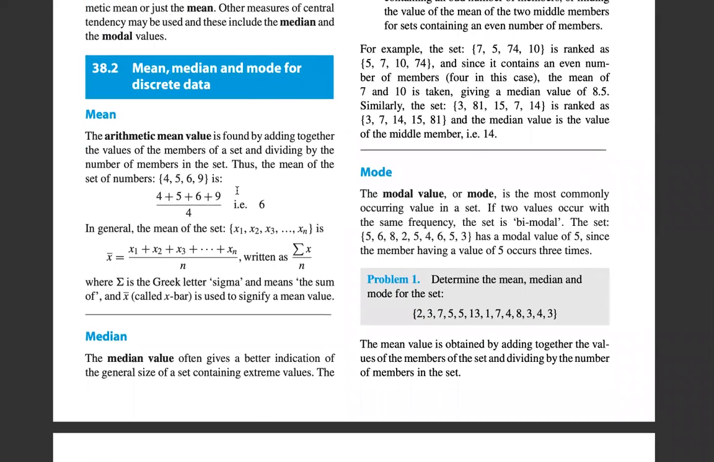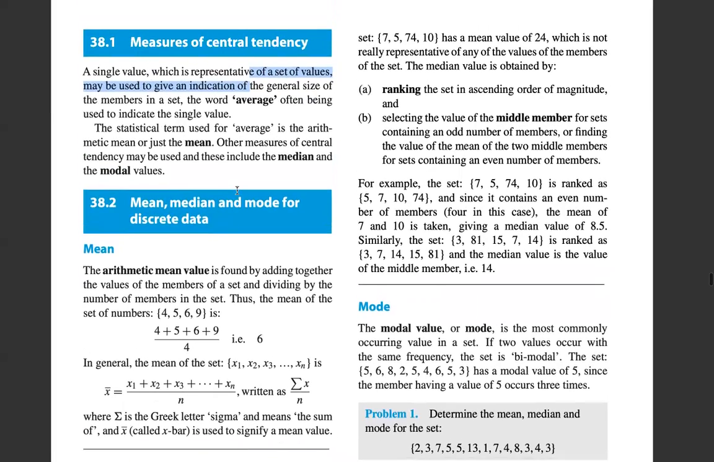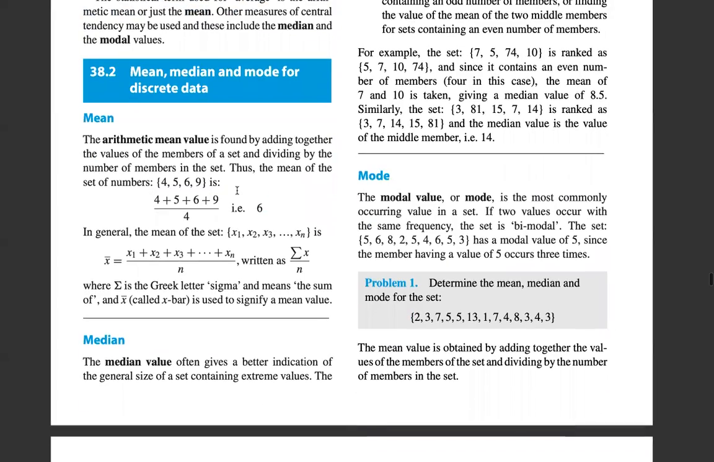If I have the numbers 5, 6, 4, 5, 6, and 9, what's the arithmetic mean, what we call the mean? You just add up the numbers and divide by the number of numbers. The median is the middle value. If you have an even number of numbers, you take the two middle numbers, add them and divide by 2. The mode is another measure of average.